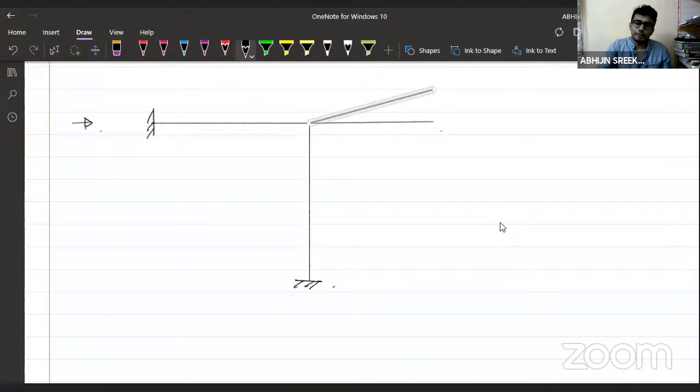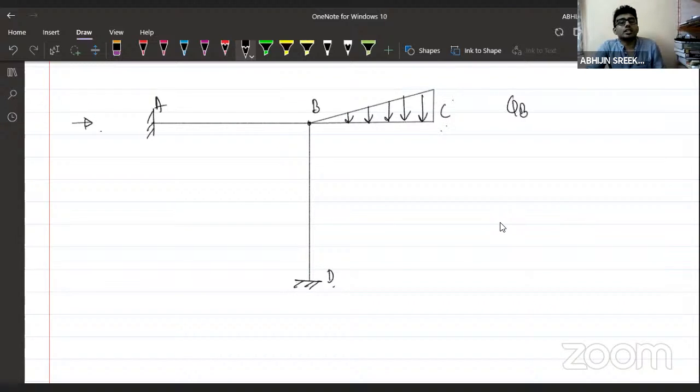So this is a uniformly varying load acting on this member. It's a member, okay? This is a joint B. And let us say this is A, this is C, and finally this is D. And you will be asked to calculate theta B. How will you calculate it?